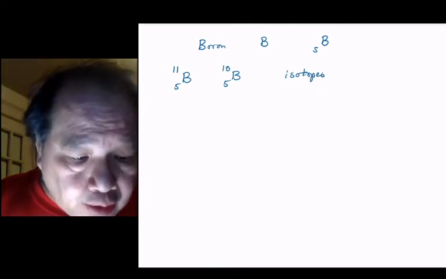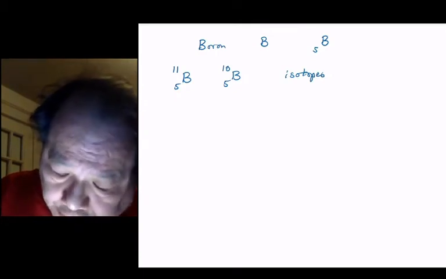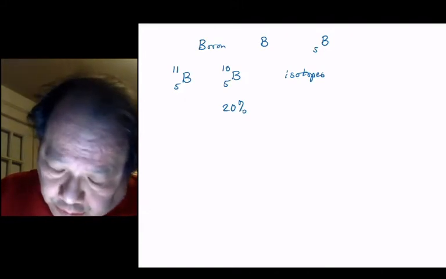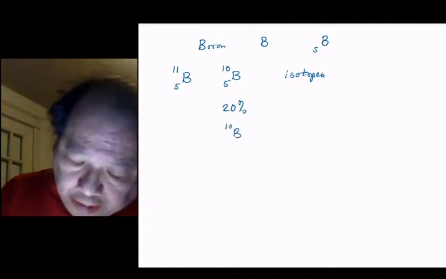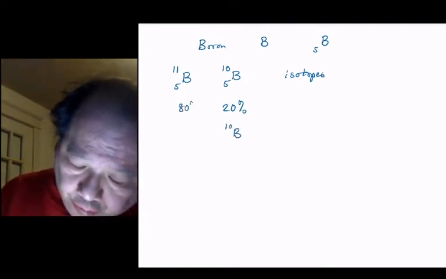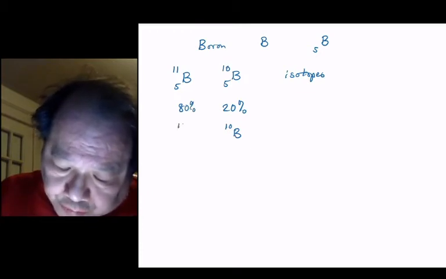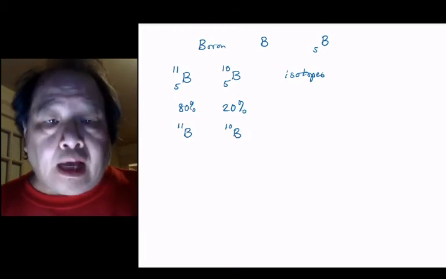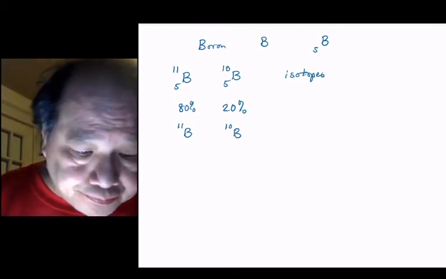In the case of boron, 20% are the 10 boron version, so 10 boron, and 80% are the 11 boron version. And that means that their average mass is a weighted average.